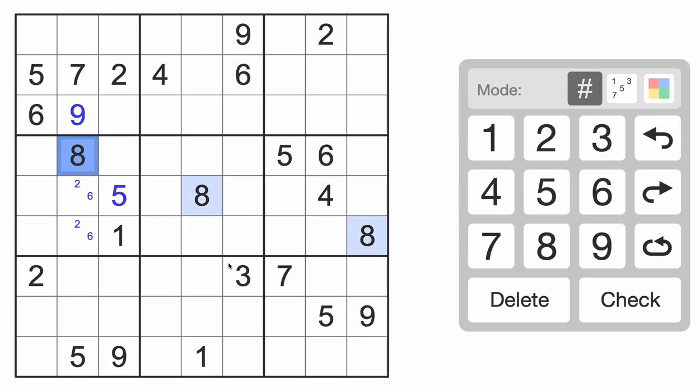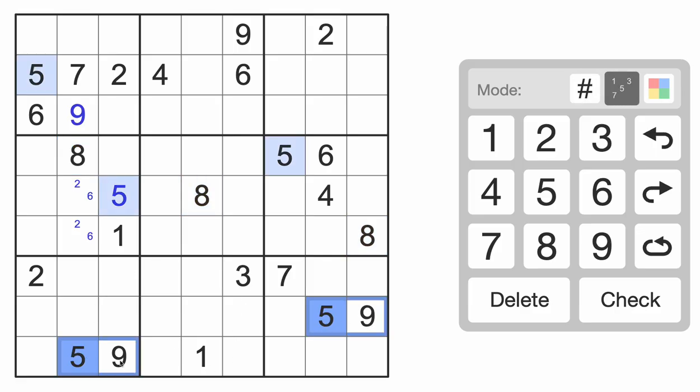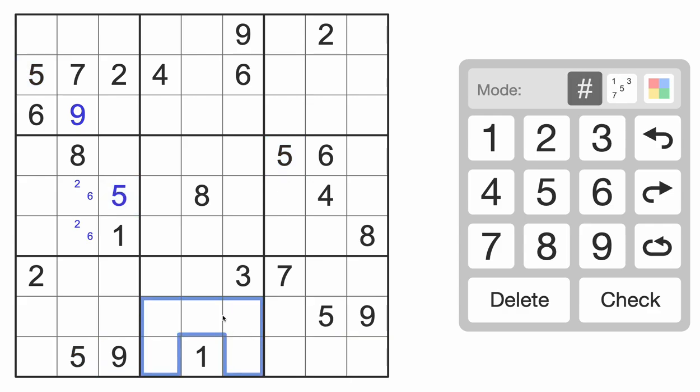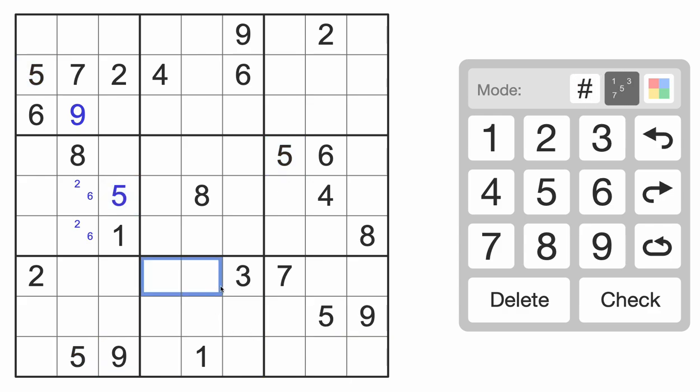And there's also a double in box 8. Row 8 has 5 and 9. Row 9 has 5 and 9. So these cannot be 5 or 9. That means 5 and 9 will be here. 1, 4, 6, 8, which doesn't seem to help either. But there's a naked single, which is going to be here.